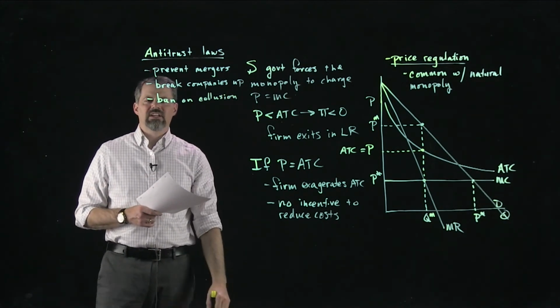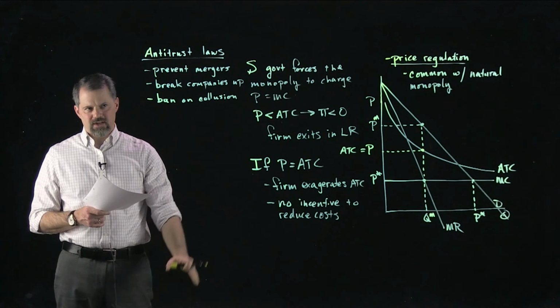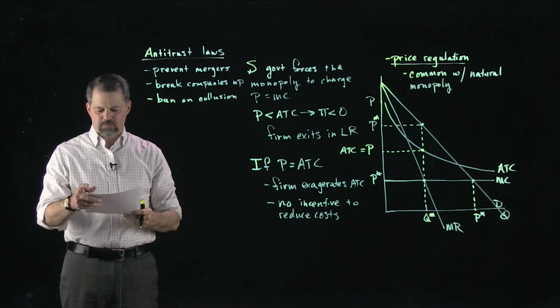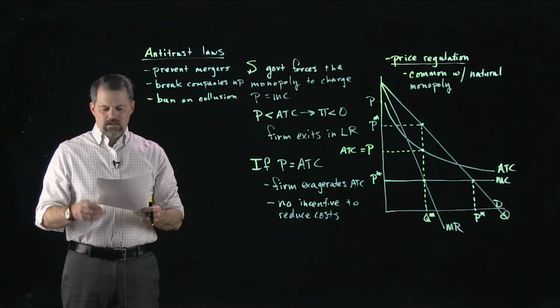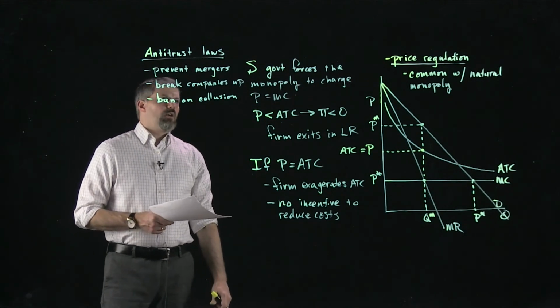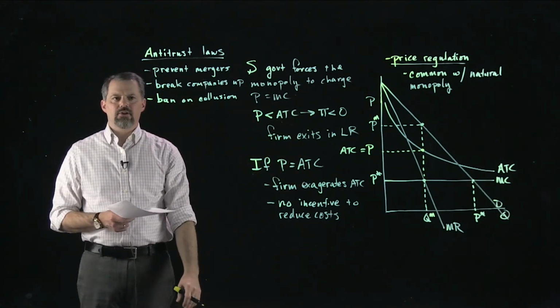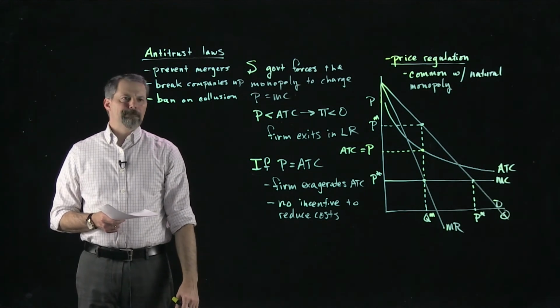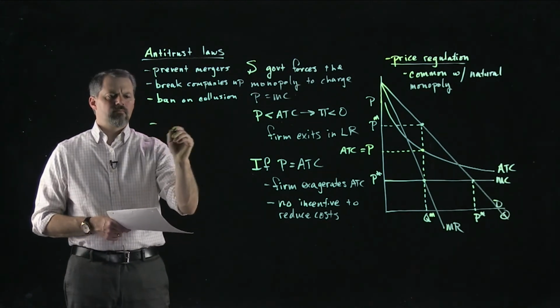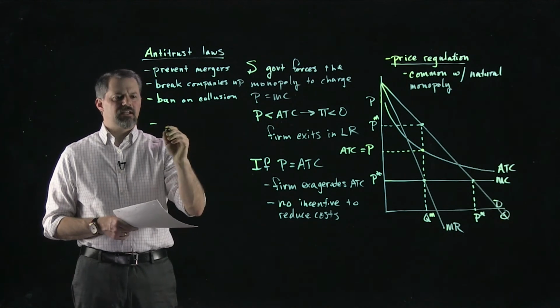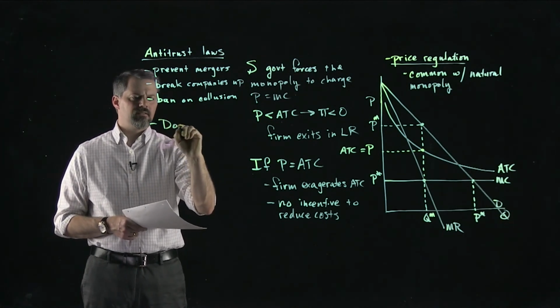So if firms get caught colluding with each other, they will get in trouble with the Justice Department. So they can impose regulation. There are antitrust laws that are in effect. There's also another thing that they can do, and that is to do nothing.